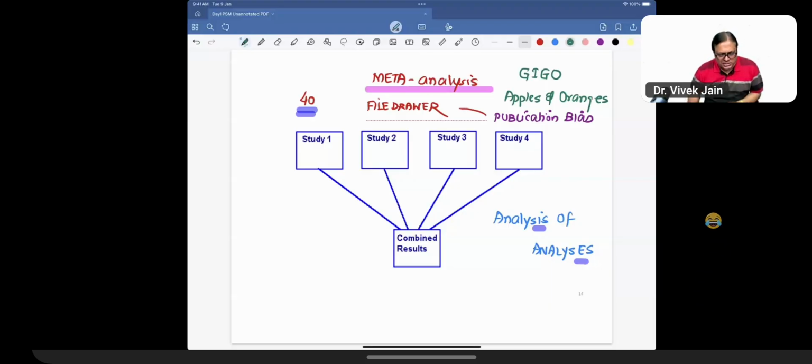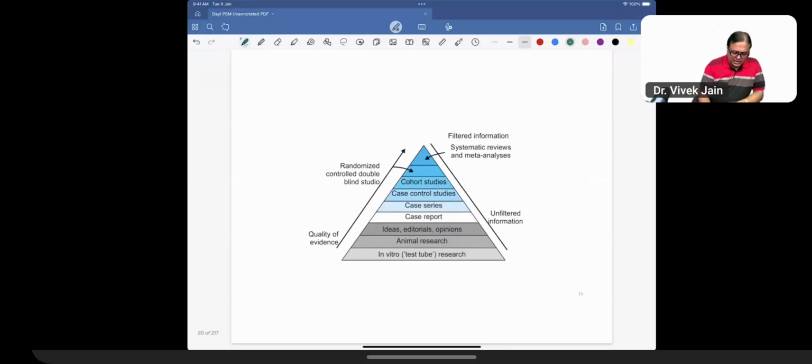How do we assess this publication bias, anyone? It is by funnel plot. Funnel plot. Good. So that will come later, right? Okay. What is this diagram known as?